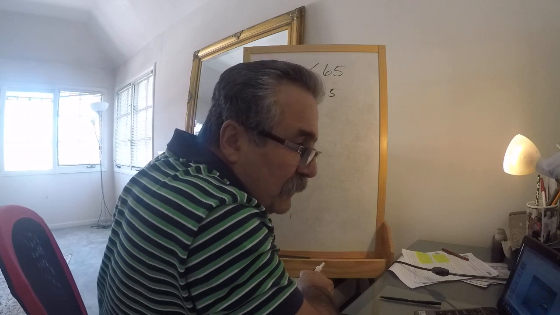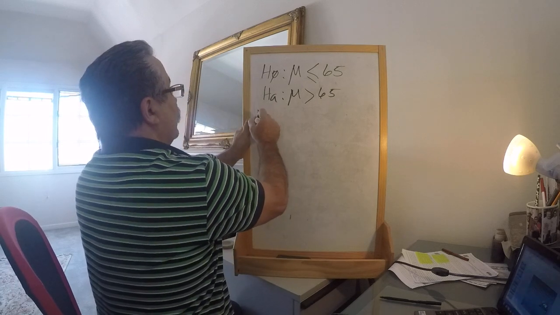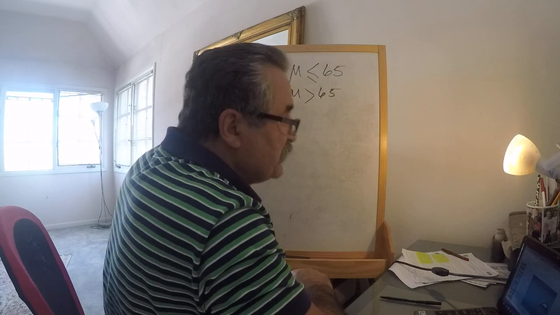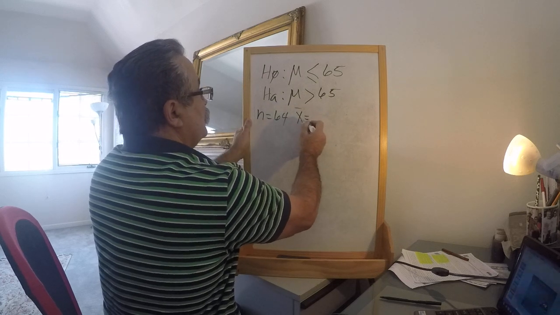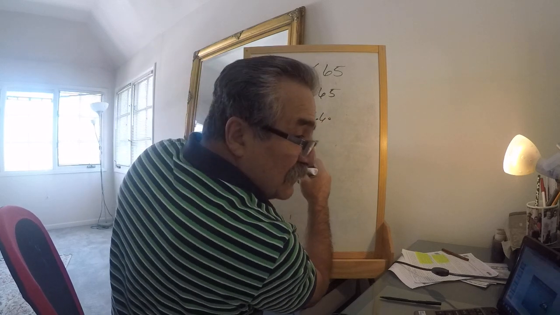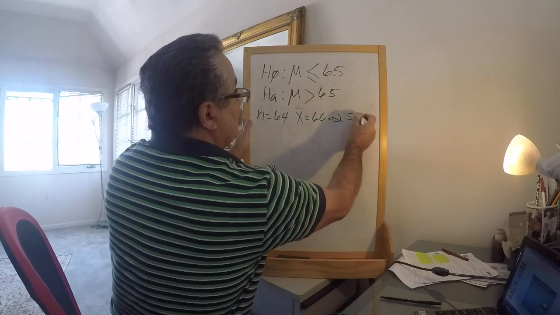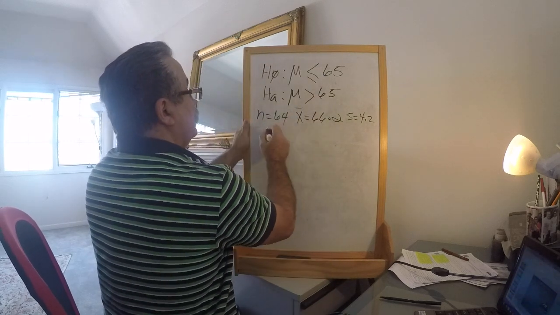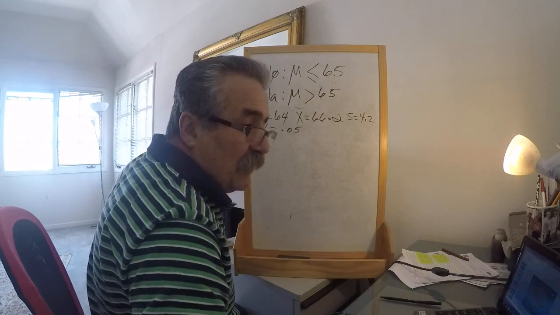Slide number 44. Location F, a sample of 64 vehicles. So N is equal to 64. Mean speed of 66.2 miles per hour, so X bar is equal to 66.2. Standard deviation of 4.2, so S is equal to 4.2. With the alpha equal to 0.05. Now we want to go ahead and solve for this.